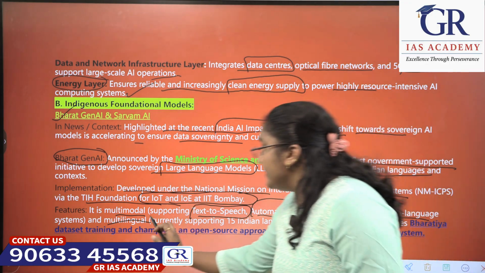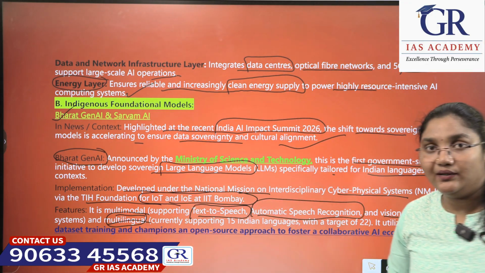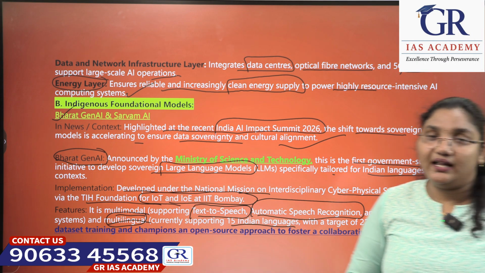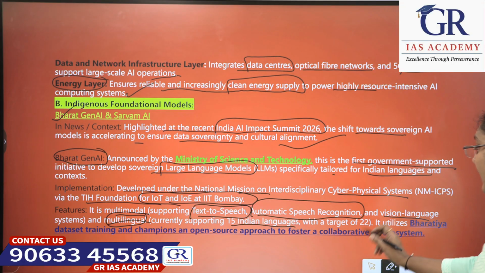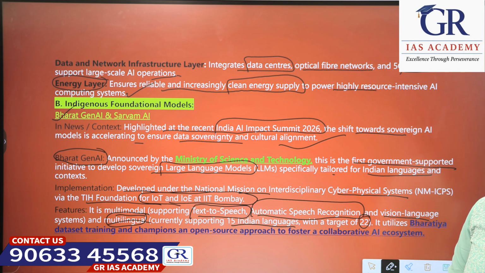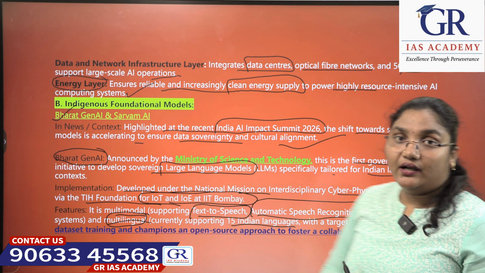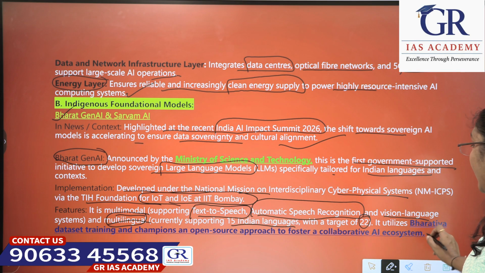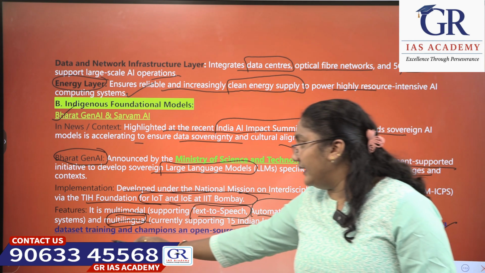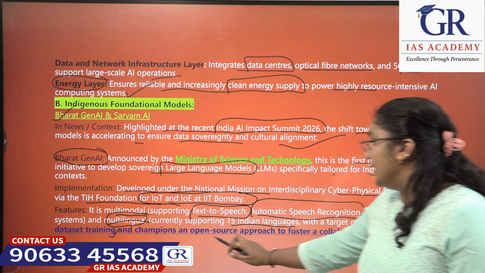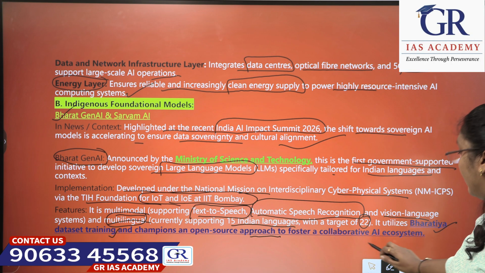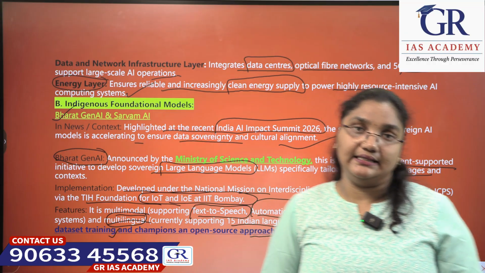Okay. Next, it is multilingual also. Multilingual in the sense currently it is operating in 15 Indian languages, with a target of 22. Basically we want to increase it to 22. Okay, that's why Bharat Gen AI has come up. It utilizes the Bharatiya data sets for training and champions an open source approach to foster a collaborative AI ecosystem.